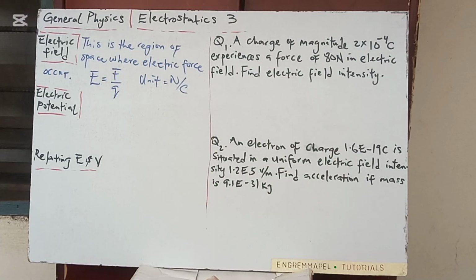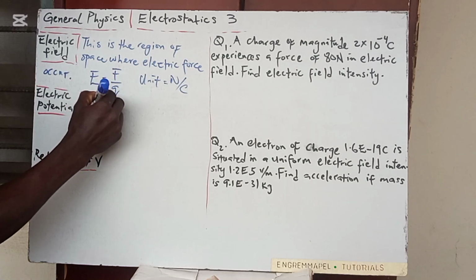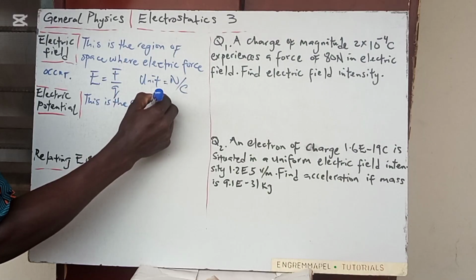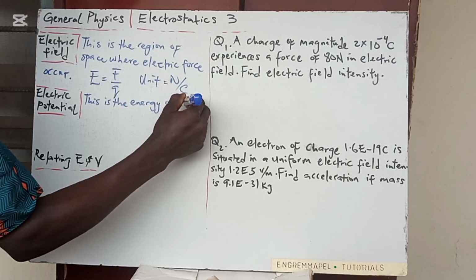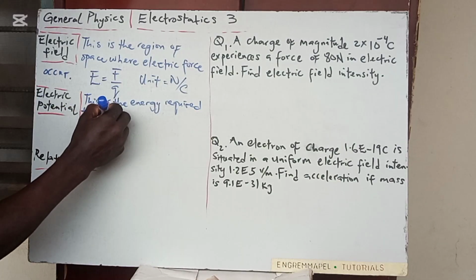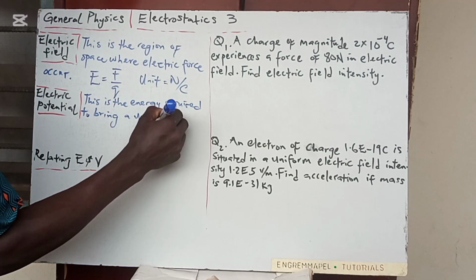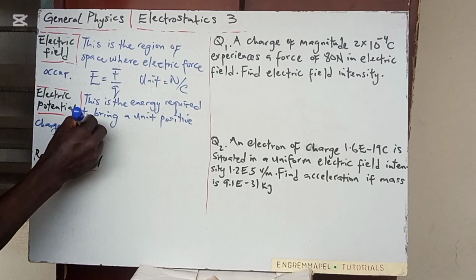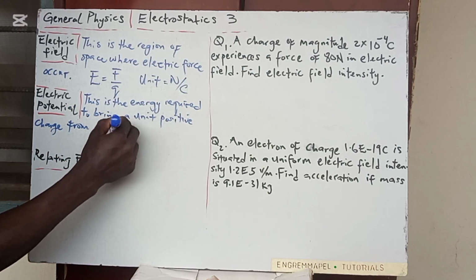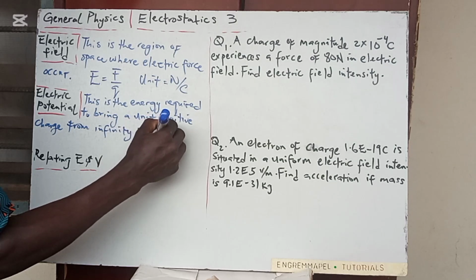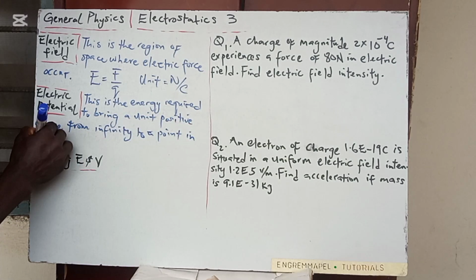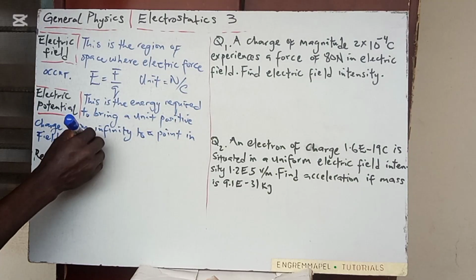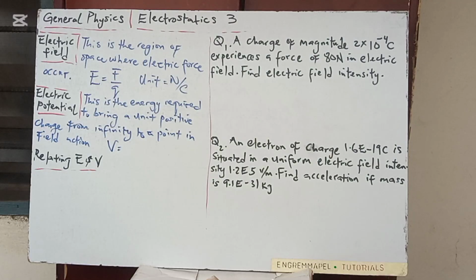So what is electric potential? It's the energy required to bring a unit positive charge from infinity to a point in the field action. It is always known as V. So electric potential, you can also call it voltage.